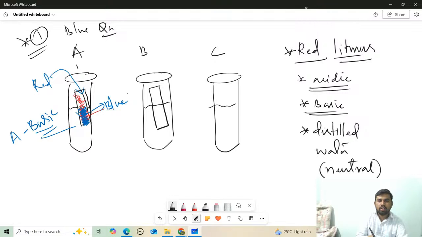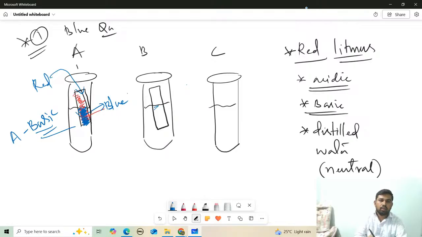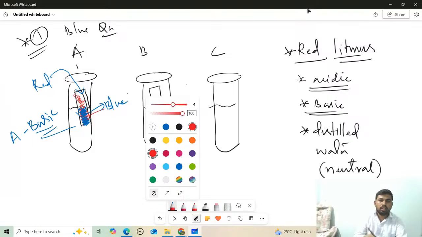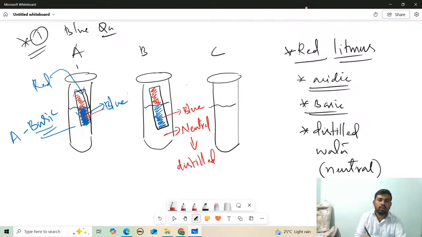Half of the paper was blue, and it remains blue. Half of the paper was red. Now see, the blue part again remains blue. Then what is its nature, sir? It will be neutral. We can say it will be distilled water.